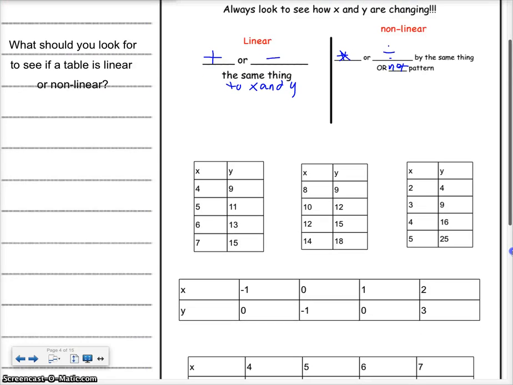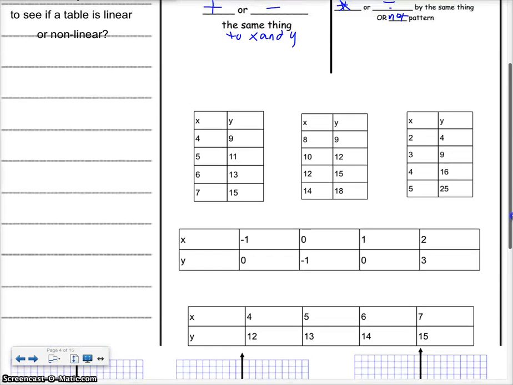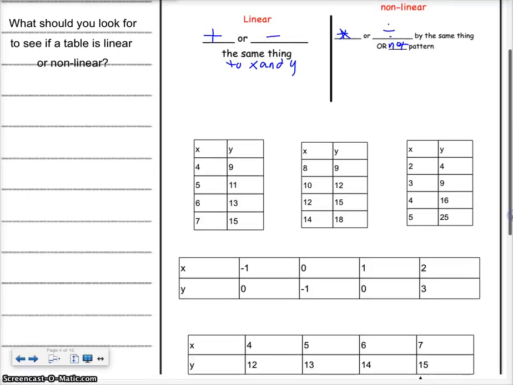All right, let's apply this. So linear, add or subtract the same thing to x and y. Nonlinear, multiply or divide. So, here we go. What did I do to 9 to get to 11? Add 2. What did I do to 11 to get to 13? Add 2. All right, so that's constant. Now let me make sure that the x is constant.